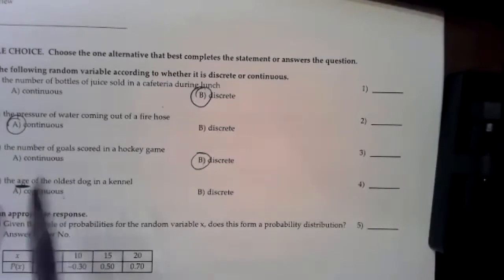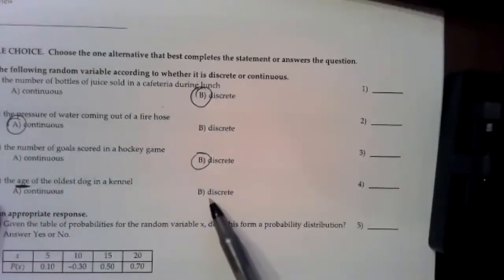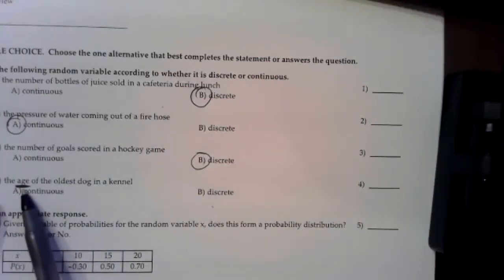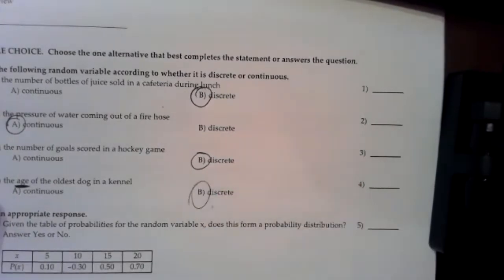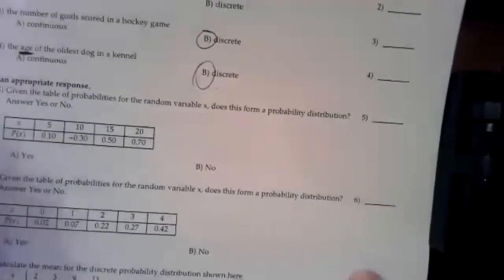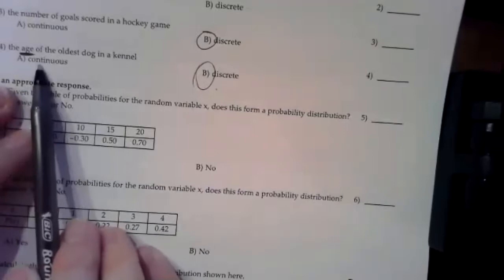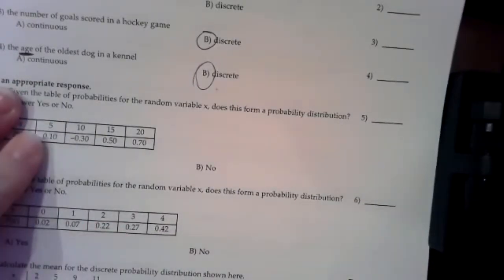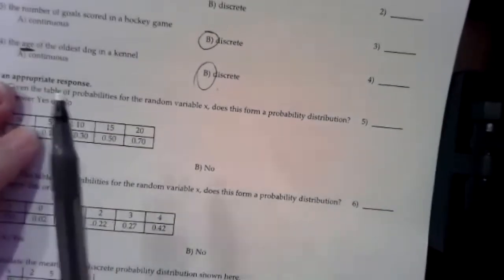So if you had picked either one on this one, I would have counted that as correct. But because it's age, and usually in our realm we would count that, we'd put that as discrete. Okay, but they may make the argument that because it's measured in days, it would then be classified as continuous. So just be aware of the one where it says age.